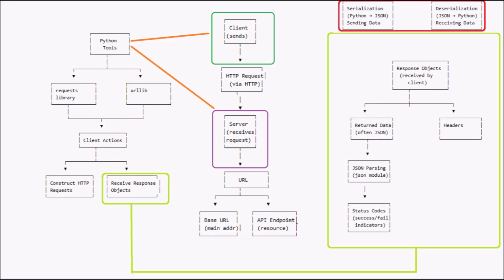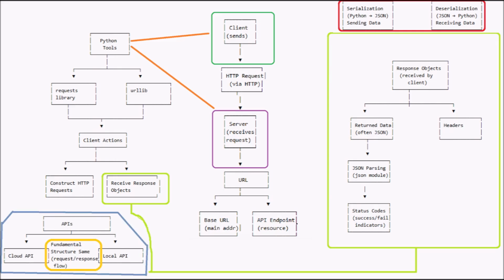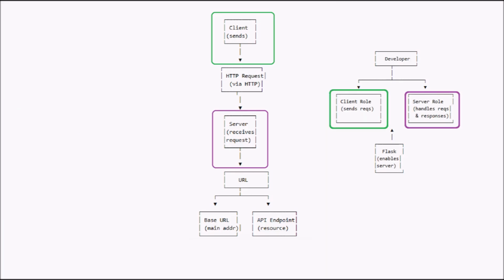This process involves serialization when sending Python data structures and converting them into JSON, and deserialization when interpreting JSON received from a server. Whether interacting with a cloud API or a local API, the same fundamental structure applies, and the developer works within a virtual environment to manage dependencies cleanly. Flask enters this picture by allowing the developer to move from being only a client to also becoming the server.